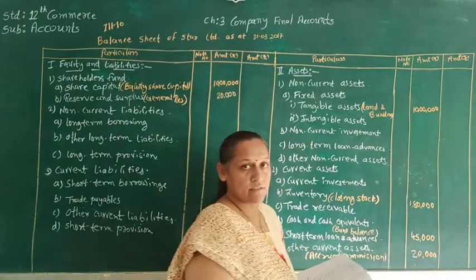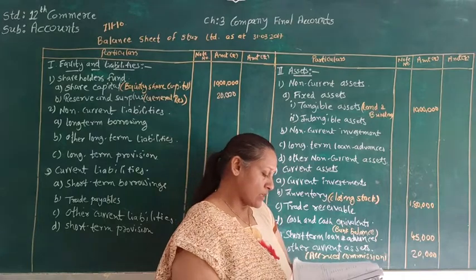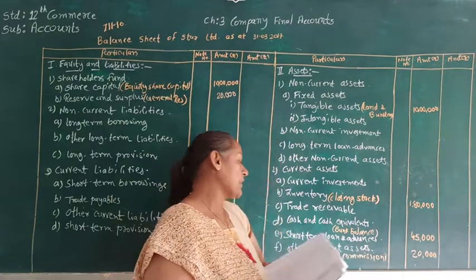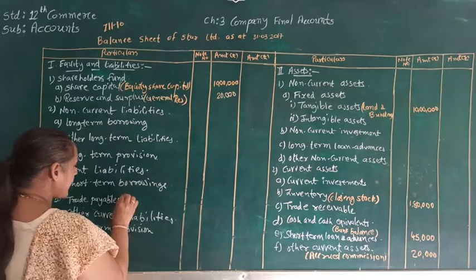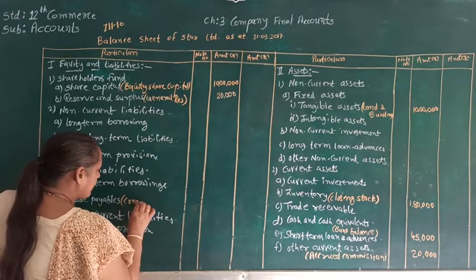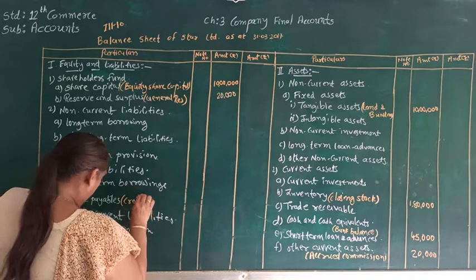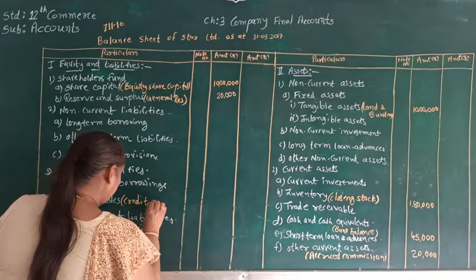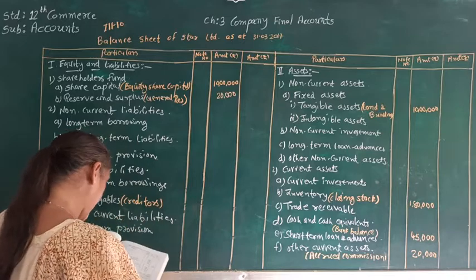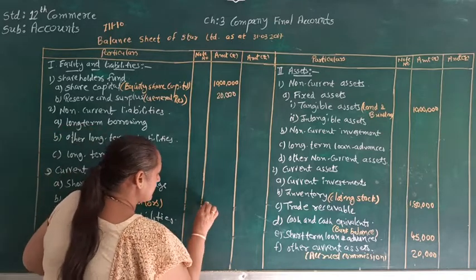And after that, the other thing given to us is creditors, and creditors, as we know, are trade payables. So we will write it under trade payable, creditors, and the amount of the creditors is 4 lakh.